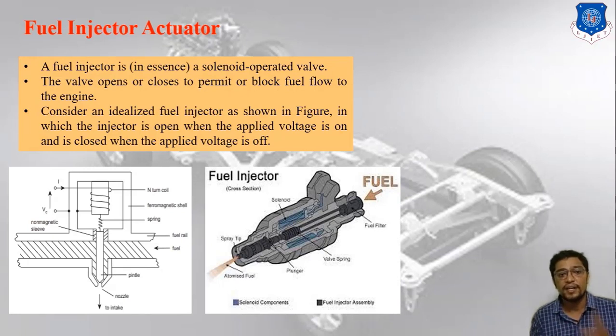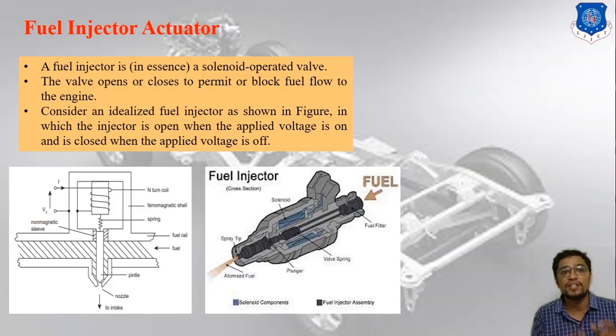So basically there are two concepts over here. In the first image you can find the block diagram of the fuel injector actuator, and in the second image you can find the actual working or actual spare part of the fuel injector actuator. On the right side you can find the plunger, valve spring, solenoid, spray or nozzle, and fuel filter. Right. So basically, what is a fuel injector actuator?